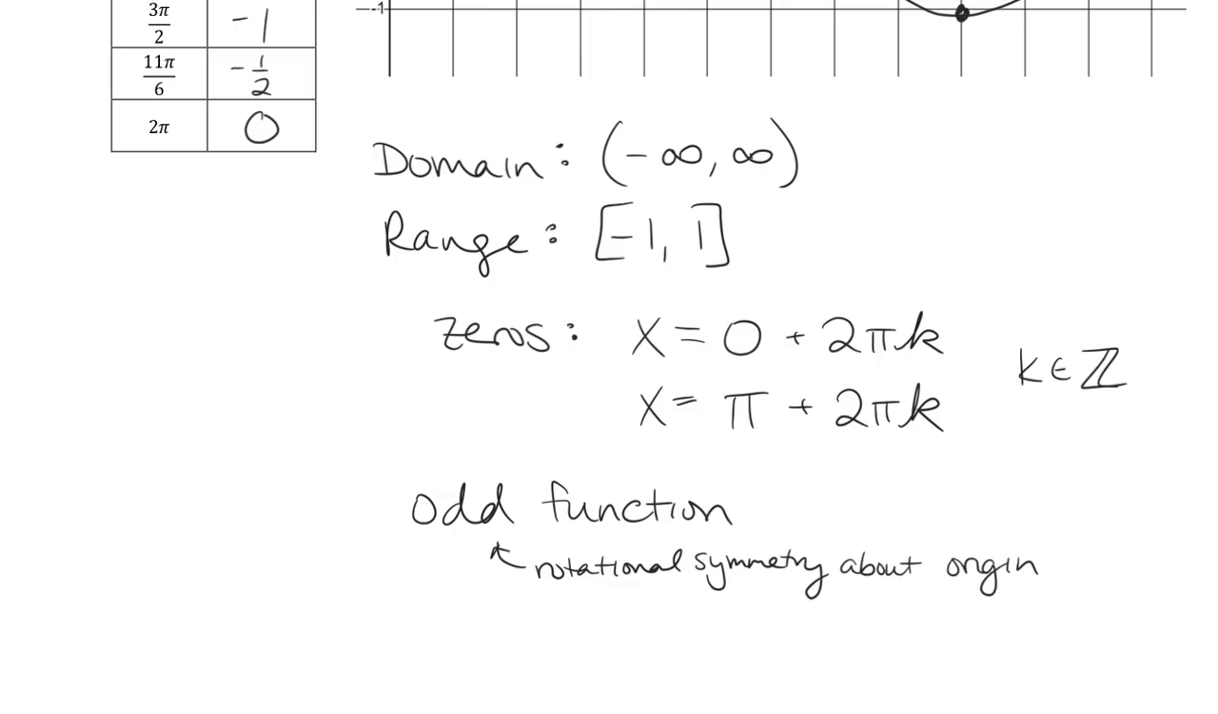What that also means mathematically, and we'll start to see this more in the next chapter of this class, is that if I took sine and plugged in a negative number, I should get the opposite value of the positive number as my output. So sine of negative x would be the same as negative sine of x. Odd means opposite. Odd, opposite origin. Nice.